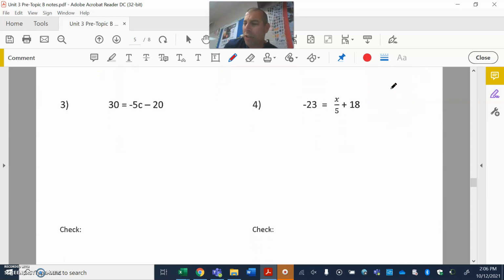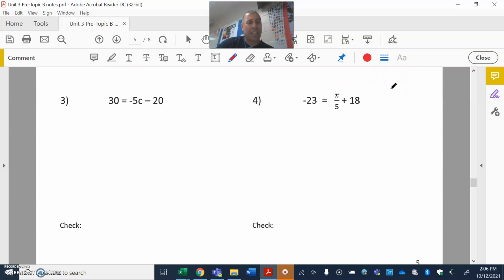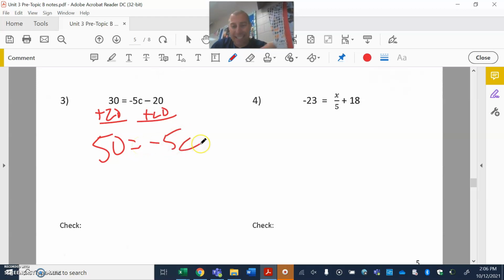So not much is going on here in question 3, except we're just on the other side. So again, now I'm going to start on that right-hand side. To undo subtracting by a 20, we're going to add a 20. All right, so we'll add it to both sides. On my left side, 30 plus 20 gives me 50. On the right side, who's there? Well, it's only a negative 5c.